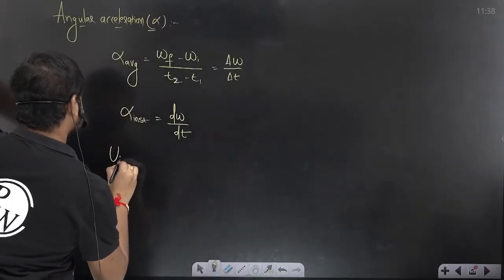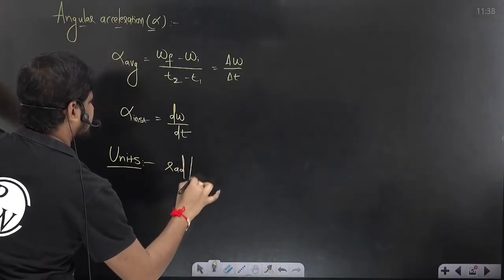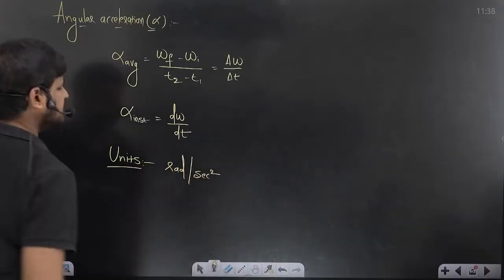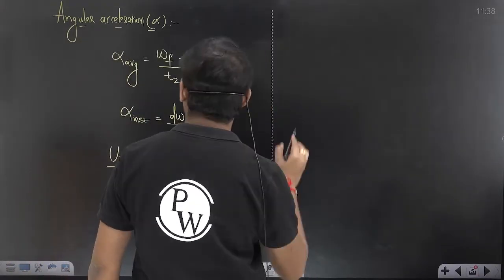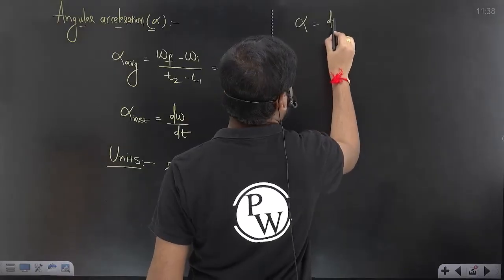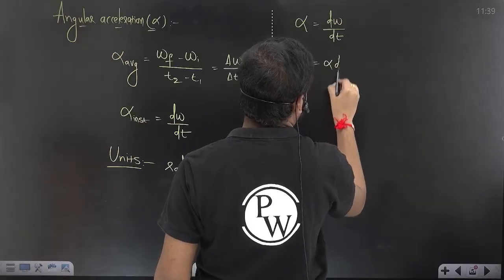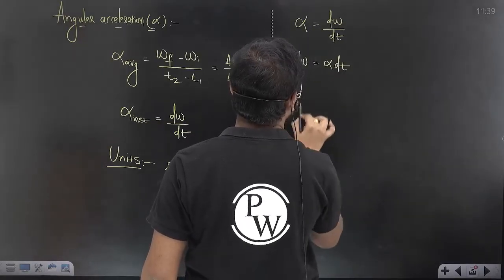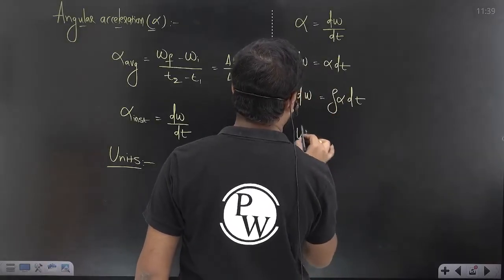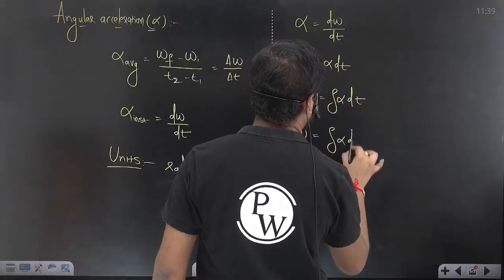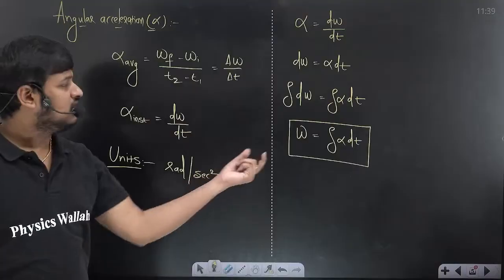So what are the units? Radians per second square. Yes or no? Radian per second square. From here we can write alpha is equal to d omega by dt. From here d omega is equal to alpha dt. Let's integrate on either side. The integration of d omega is equal to the integration of alpha dt. So omega is equal to the integration of alpha dt, which is nothing but the area under the alpha t curve.